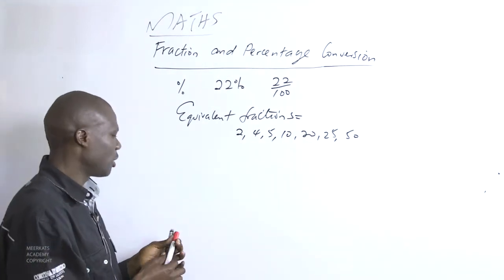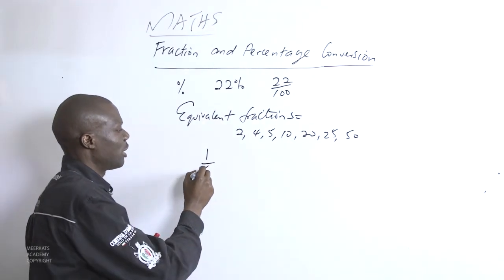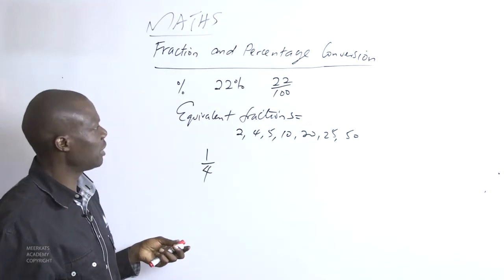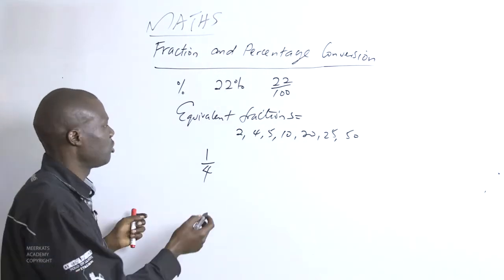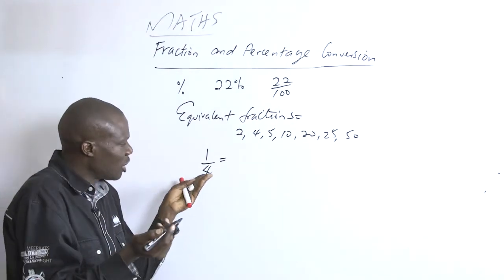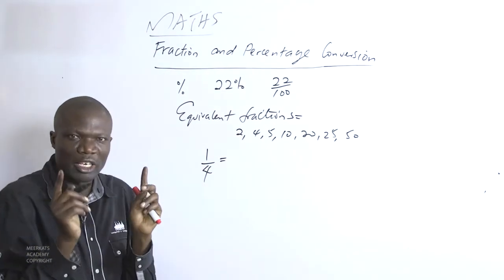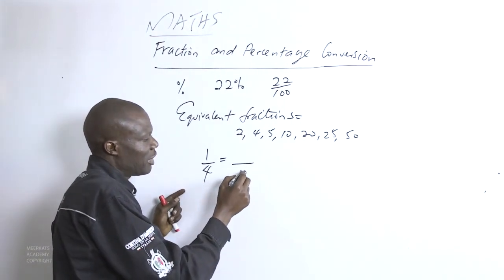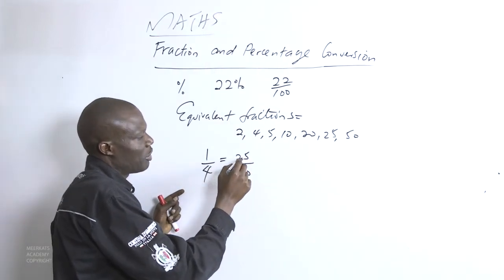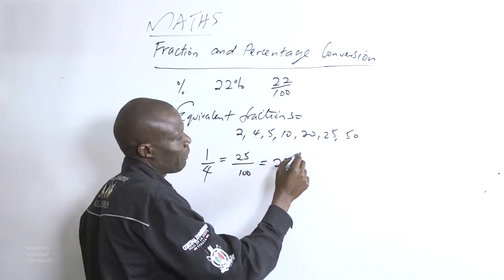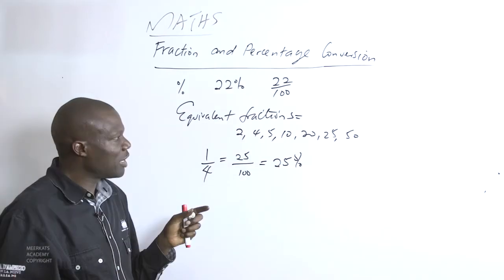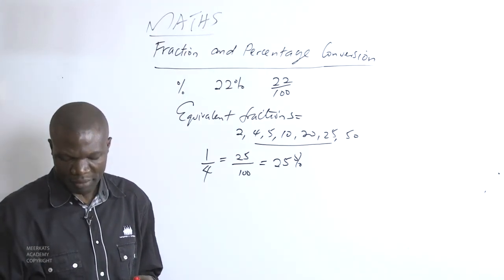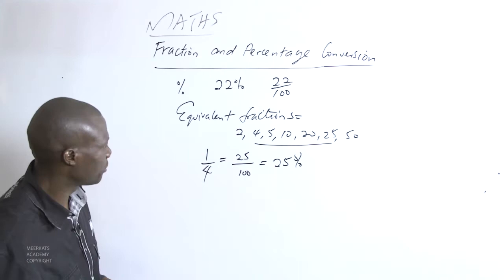Take, for example, if you have a quarter and you want to convert it into a percentage, this one will not be a big issue because we find a number that will give us an equivalent fraction but with the denominator of 100. So we multiply the denominator by 25, you get 100. The numerator by 25, you get 25. So this one is equivalent to 25%. Other denominators which are not these ones might be a bit difficult. Let us look at those ones.